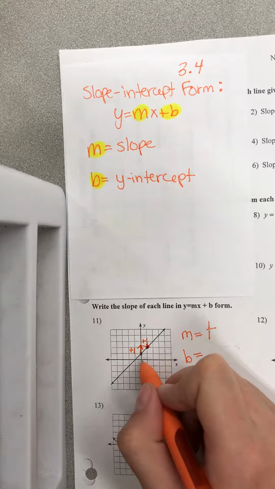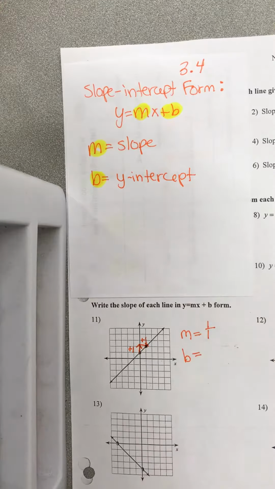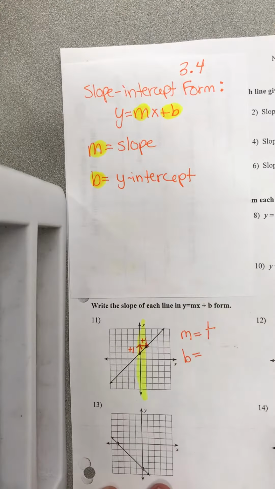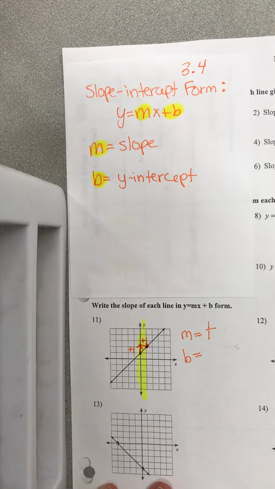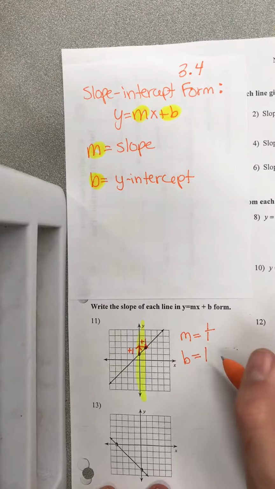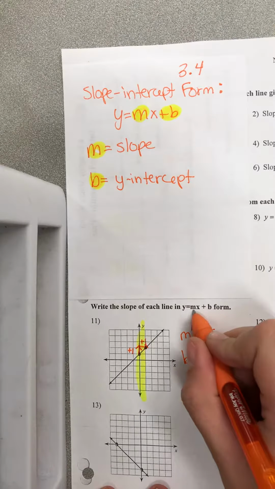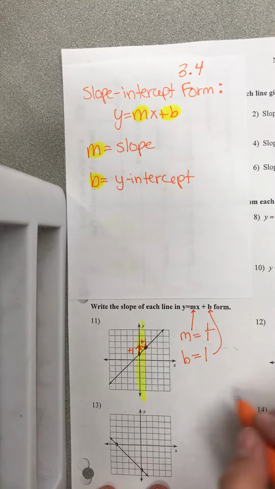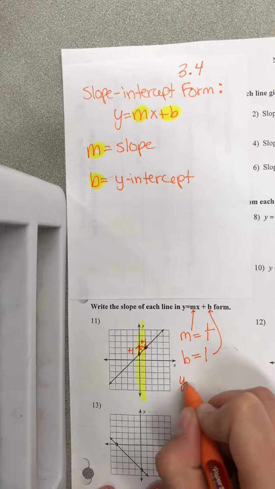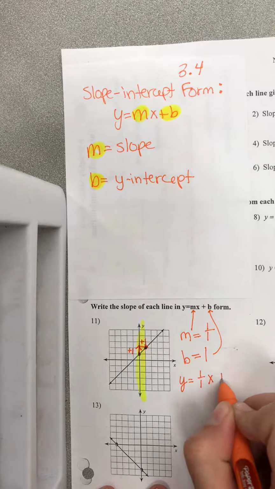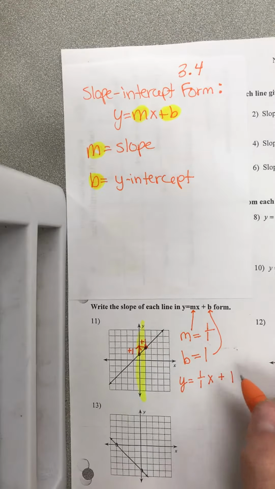My y-intercept is where my line crosses my y-axis. My line crosses my y-axis at this point right here, and that value is 1 as well. Now I'm going to plug in my value for m and my value for b. My equation will look like y equals 1 over 1x. The 1 is positive, so it will be a plus 1.